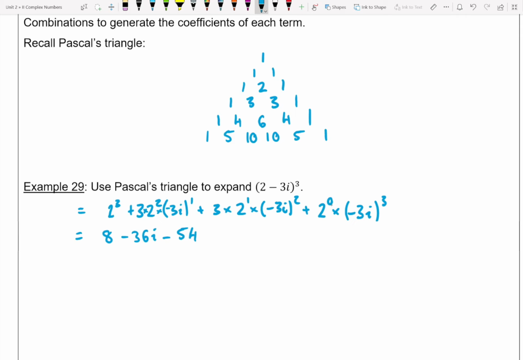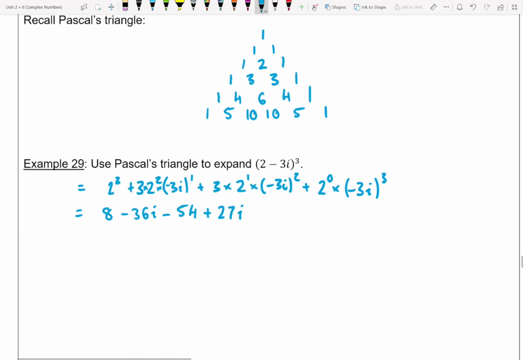And then we have 2 to the 0 is 1, 3 cubed, if it's negative, is negative 27, but then we have an i squared in this i cubed, which becomes negative 1 as well, so it will be plus 27 times i. And so what we notice with these expansions of complex binomials is that a lot of the time you end up with a complex binomial. So we group our like terms. We've got 8 minus 54 is going to give us negative 46. And then negative 36 plus 27 gives us negative 9i.